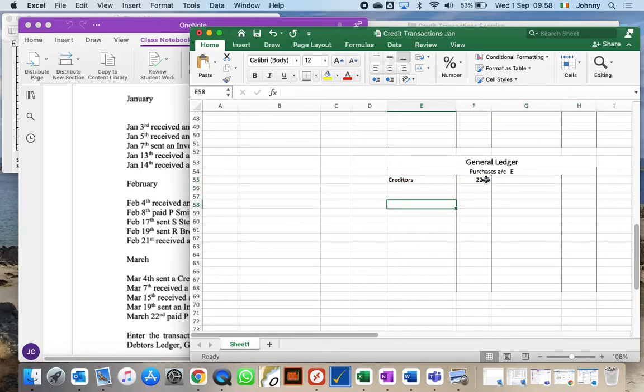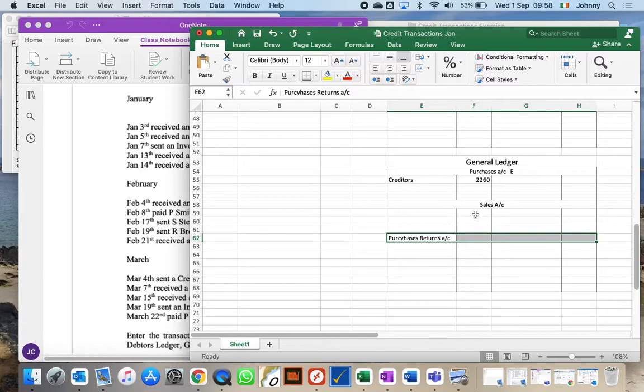I'll need to make a sales account. And I'll need to make a purchase returns account. So center that and center that. And the number that goes in.